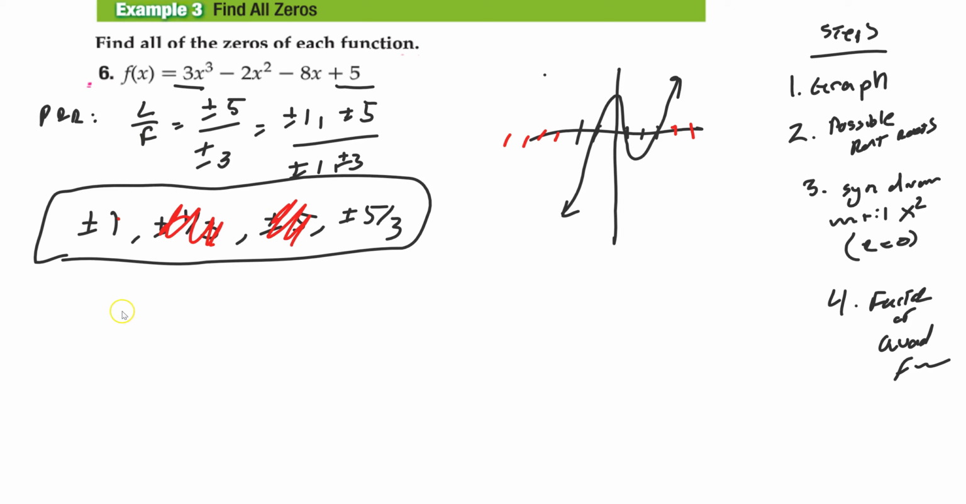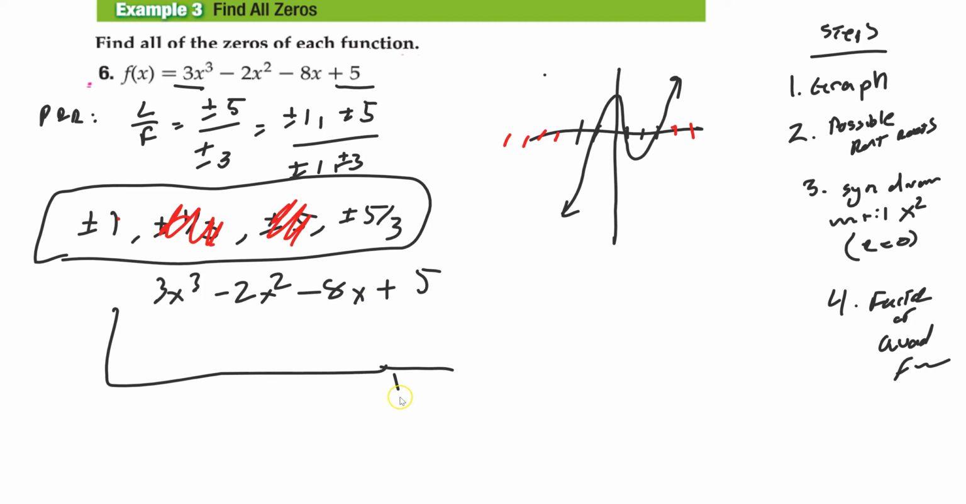So let's do synthetic division. Alright, so I have 3x cubed minus 2x squared minus 8x plus 5. I want a 0 there at the end, right? That's the whole point of this. I want it to be a root. And then we just guess. I'm going to use 1 first. Let's see if 1 works.